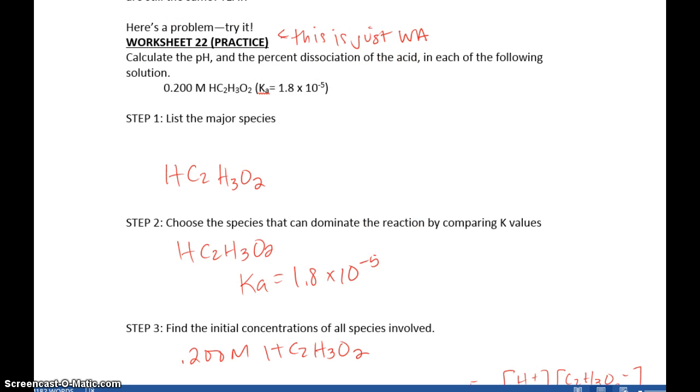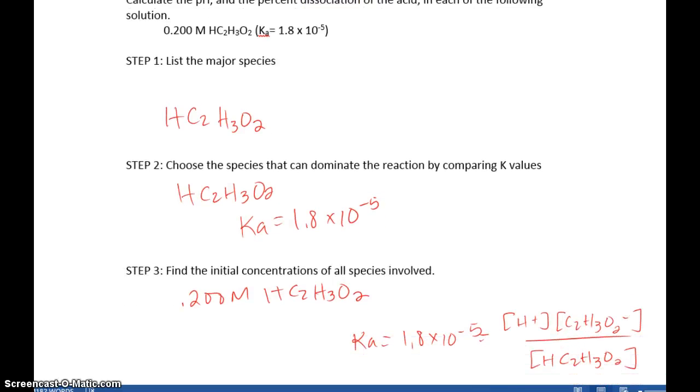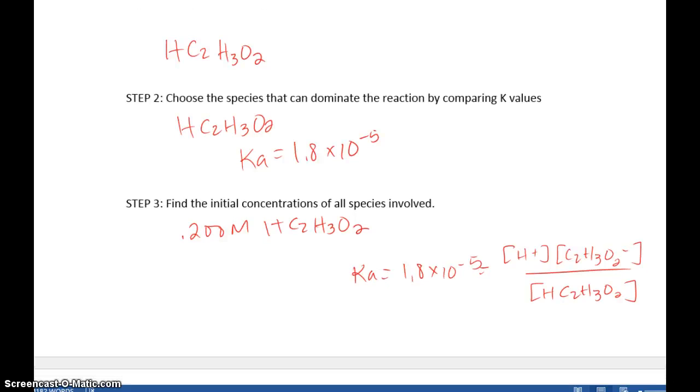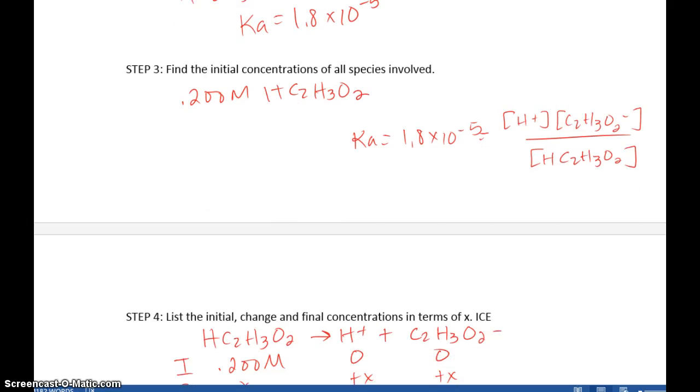Okay, let's take a quick look at this practice problem that you did on your own. Your major species is acetic acid. You chose which species can dominate by writing the K values. There's only one, 1.8 times 10 to the minus 5. The initial concentration is 0.2. I'm starting to skip out steps as we start to condense things. So you need to always remember to write the equilibrium expression. It's definitely going to be points on your test. So it didn't ask us for it anywhere, so I just went ahead and did it.